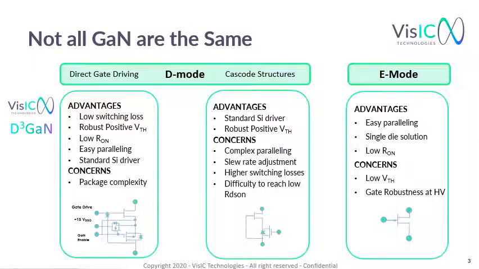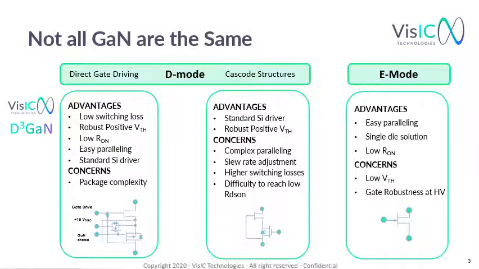When looking at the available GaN products in the market, it is possible to classify them into two base technologies, E-mode and D-mode, with each having their own advantages and fields of excellence. E-mode devices have a simpler single-die configuration and are similar to silicon MOSFETs for paralleling. D-mode devices, on the other hand, can be separated into two additional groups, the well-known cascode structure with its standard silicon gate drive and the direct gate driving topologies.